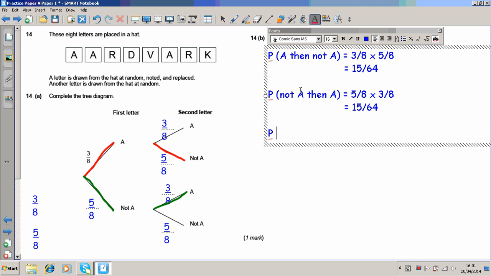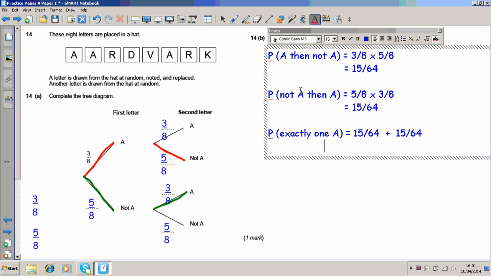So probability of exactly one A is going to be adding those 2 together. 15 over 64 plus 15 over 64. So that will be 30 over 64.